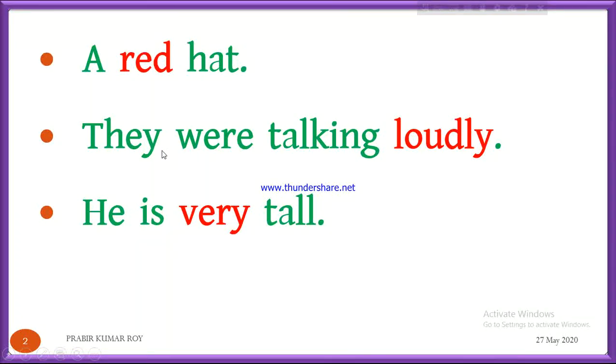In the second sentence, they were talking loudly. If you omit loudly, it will be they were talking. It can also be a sentence. Similarly, he is very tall. If you omit very, it will be he is tall. It can also be a sentence.